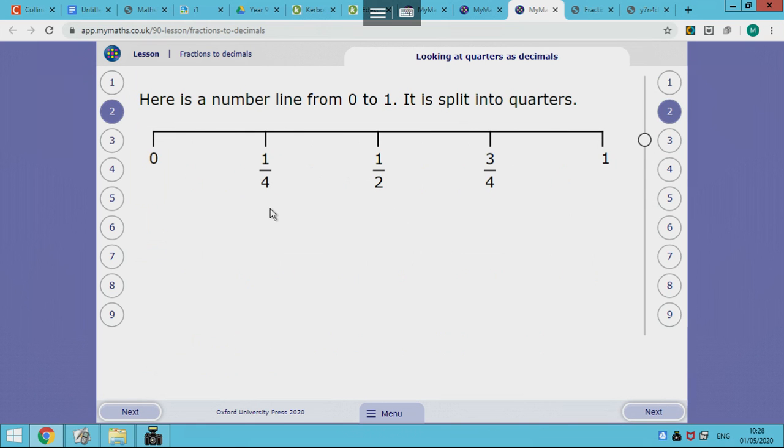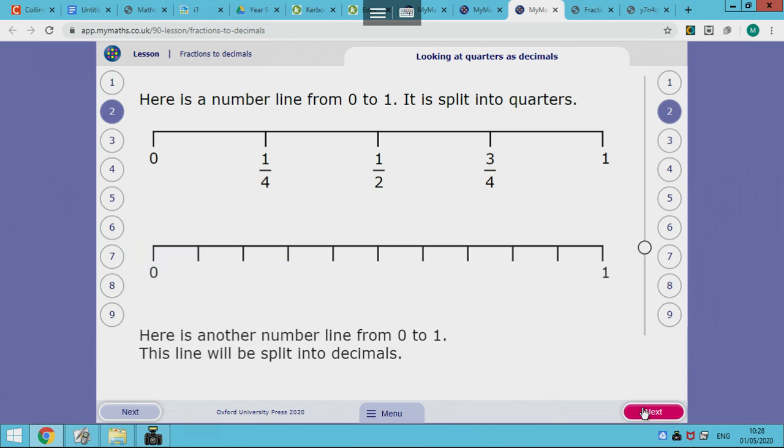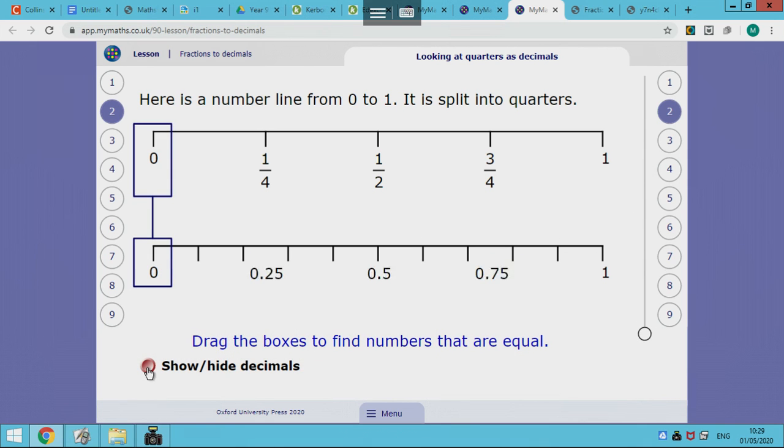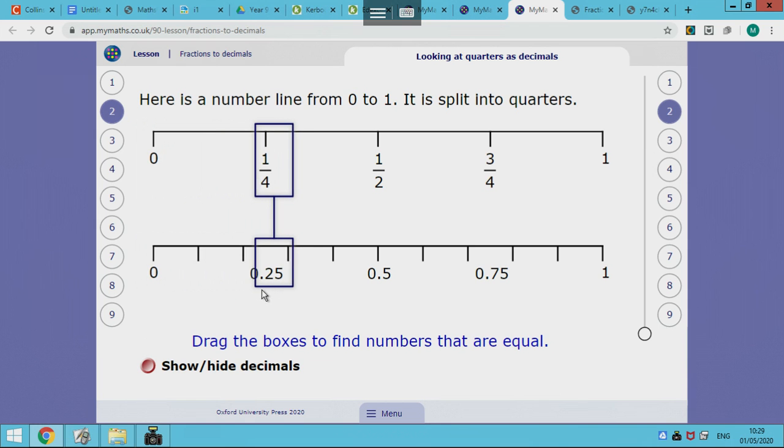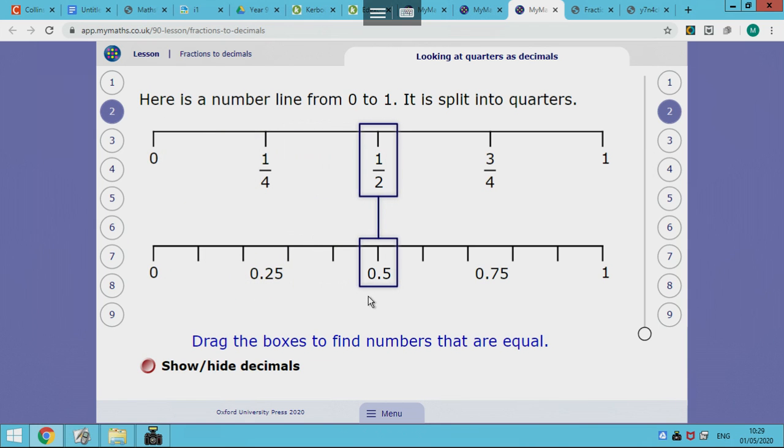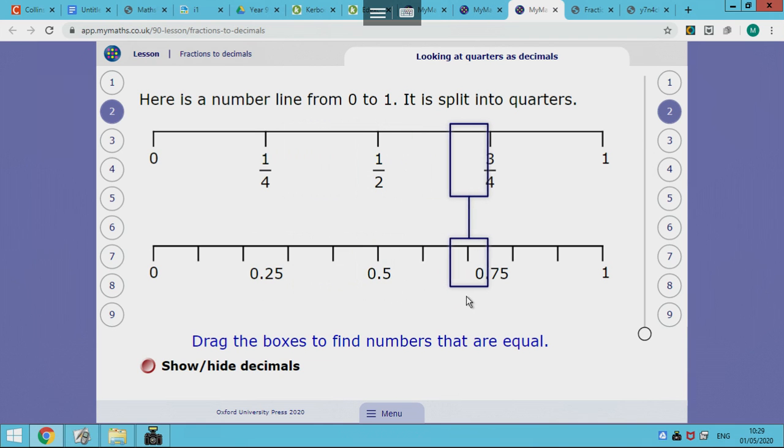So we've got a number line from 0 to 1. It's split into quarters. We've got 0, a quarter, a half, 3/4, and 1. Let's have a look at what we think would go there. Now I know that some of you definitely know what decimals go with a quarter and with a half. So let's have a look at them, shall we? We've got a quarter is equal to 0.25. A half is equal to 0.5. 3/4 is equal to 0.75. Again, these are ones that you need to know off by heart.